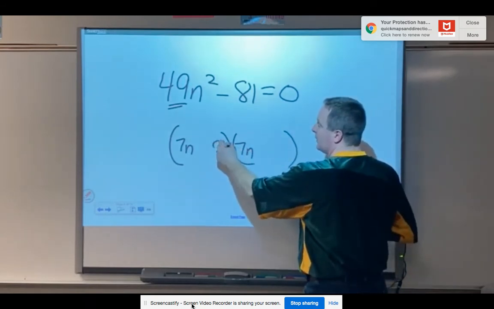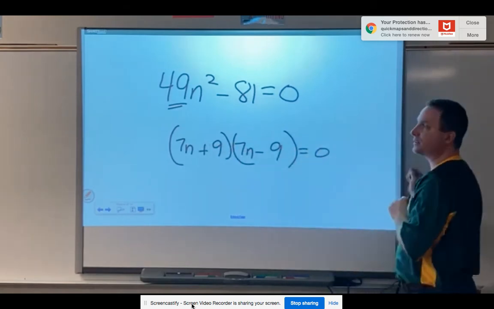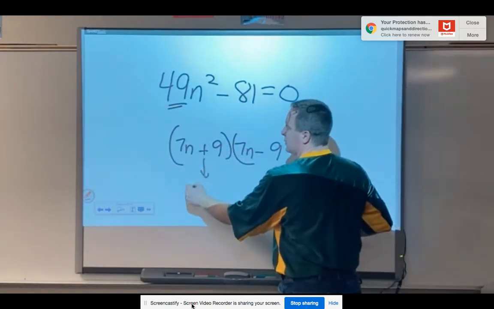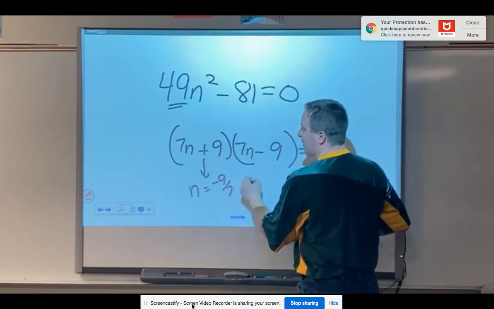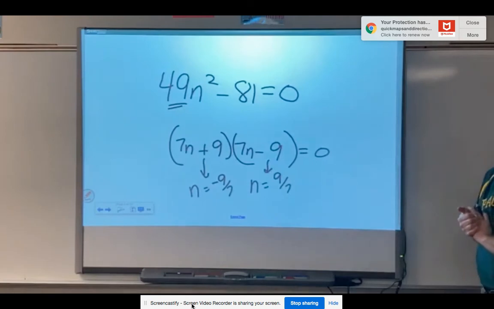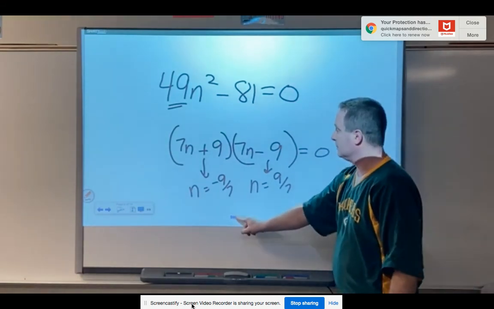81 is a perfect square. Its square root is 9 and 9. One is plus, one is minus. And they factor really nicely. And my two solutions again, -9/7 and +9/7. Okay, so you kind of like those perfect squares. They're pretty nice. All right, there's one last type of perfect square problem.